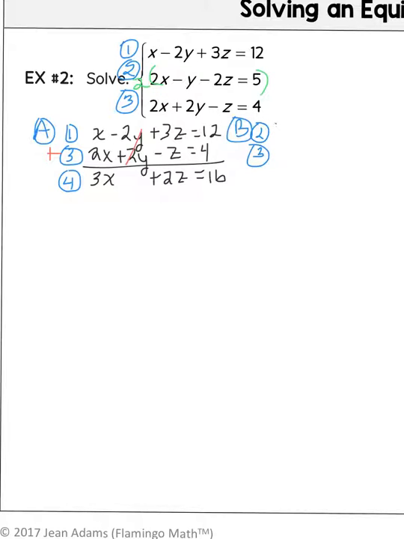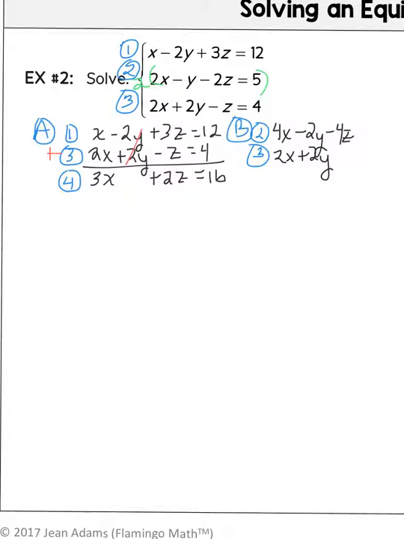So 2 times 2x is 4x. 2 times negative y, negative 2y, equals 2 times 5 is 10. And then we're not changing equation 3, so 2x plus 2y, and of course I forgot my z up there. I'm already one step ahead of myself. Let's go back. So 2 times negative 2z is negative 4z.